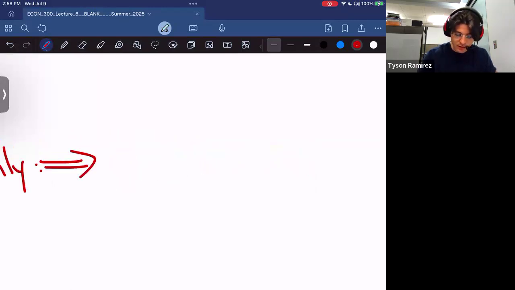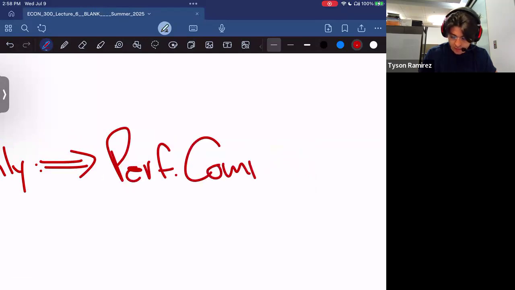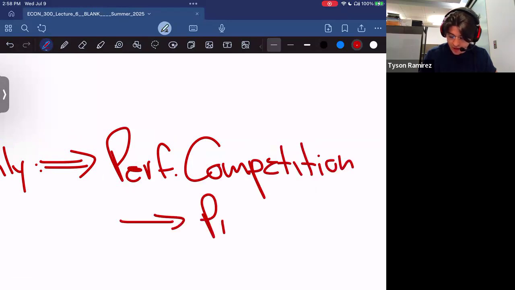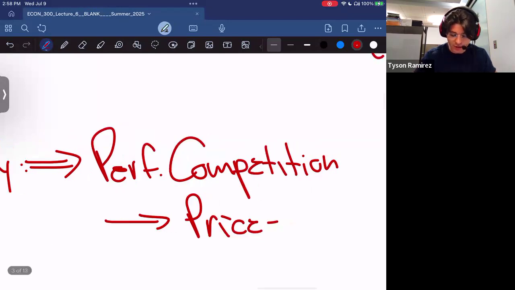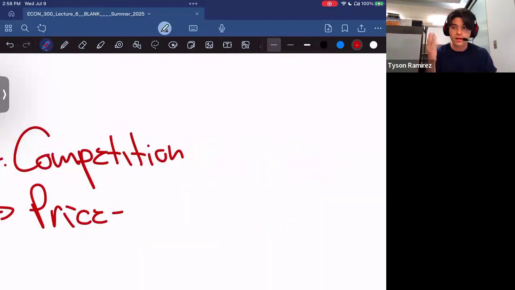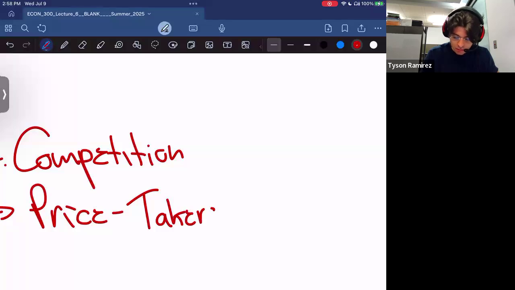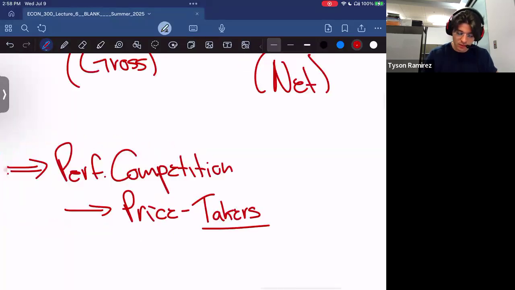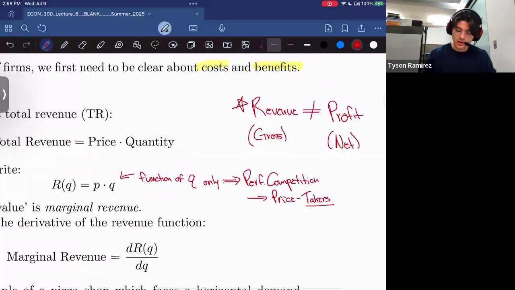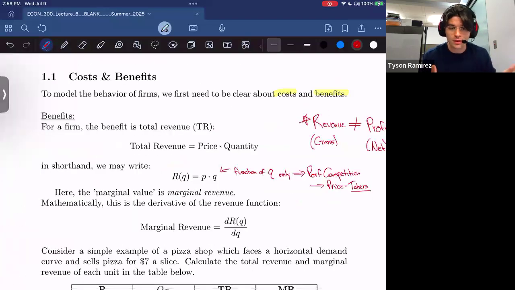Why is that? Because this is perfect competition, and this implies that firms are price takers. They don't make their price. They're just at the whim of whatever the consumers, whatever the people that you're selling to, are willing to buy. So revenue is quite simply just price times quantity.